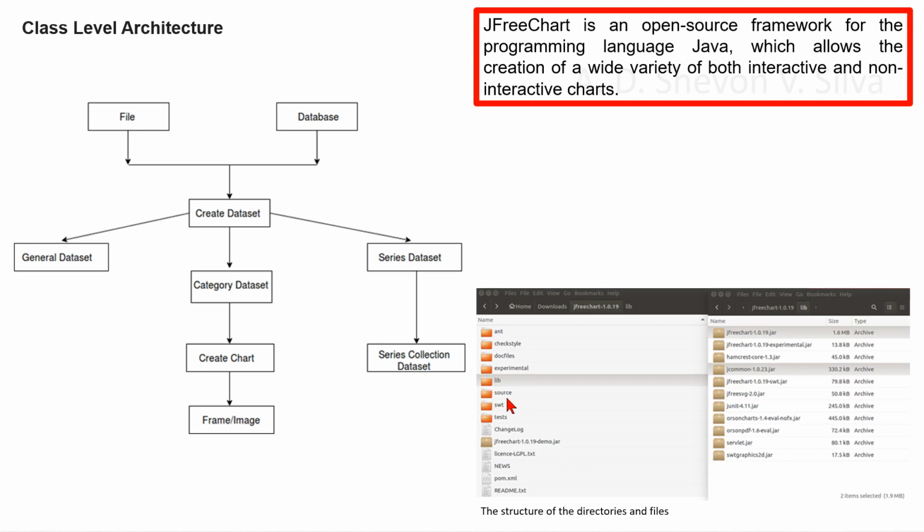And here source, SWT test, then changelog file. Here JFreeChart 1.0.19-demo.jar. Here license-lgpl.txt. Here news, pom.xml, readme.txt.